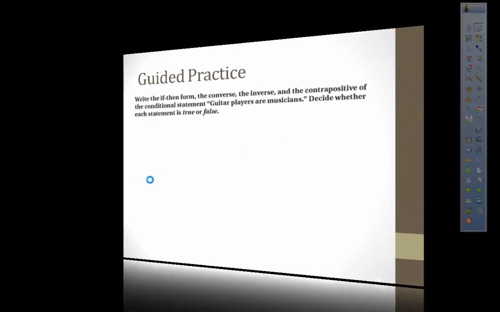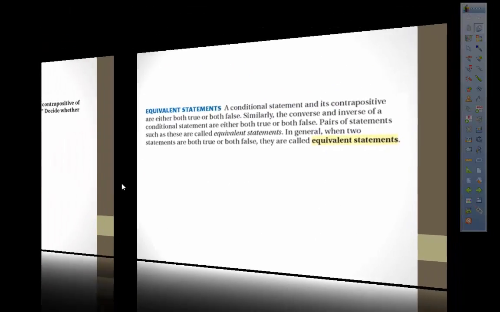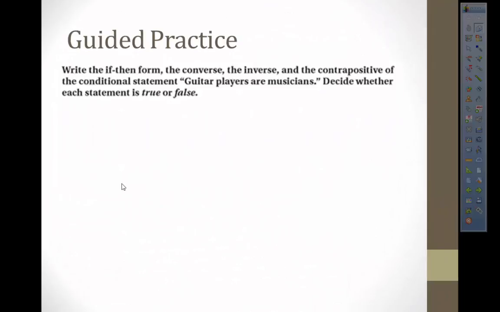Okay, so, hold up, back up there. So what we want to do is practice here a little bit with this statement here. We want to create the original conditional statement. Well, they have the conditional. They haven't written it in if-then form yet. So what we'll want to do first of all is write this conditional statement. The conditional statement's right here. Guitar players are musicians. We'll want to write that as a conditional, and then what we want to do is write the converse, inverse, and the contrapositive, and then we want to decide whether they're true or false.